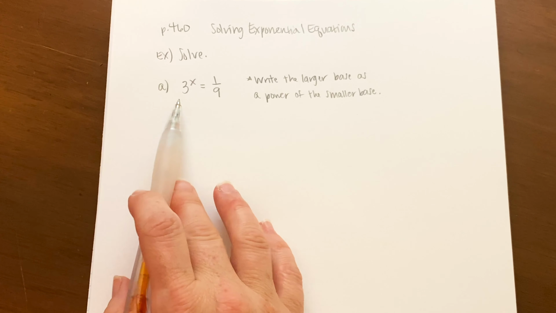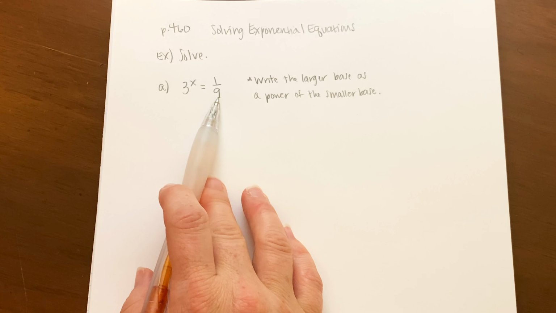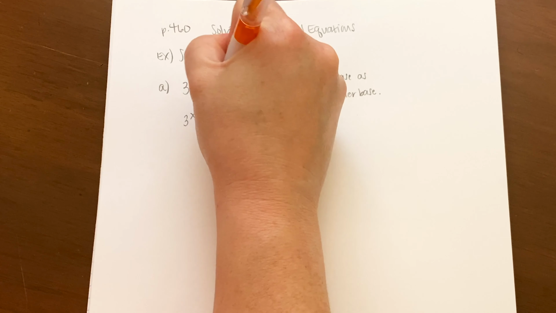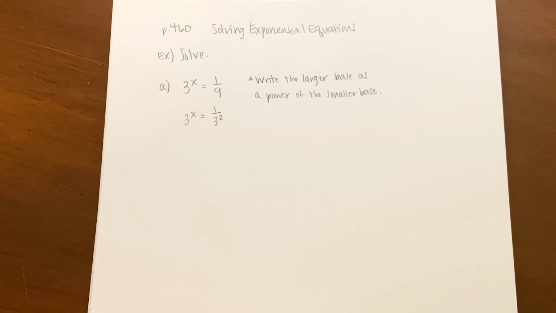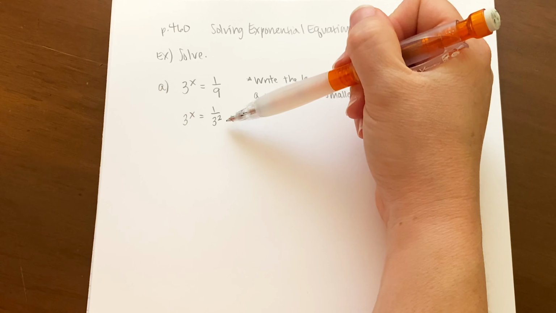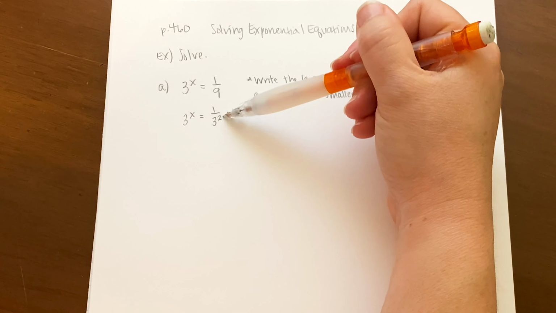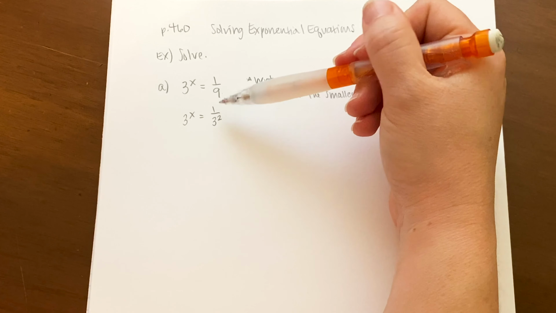So what we're going to do is rewrite this 9 as a power of 3. 9 is 3 squared. So I'm going to have 3 to the x power equals 1 over 3 squared. I haven't changed its value. 3 squared still equals 9. I've just changed the way it looks.